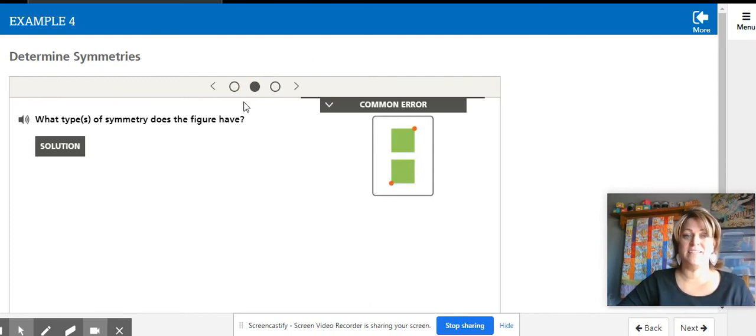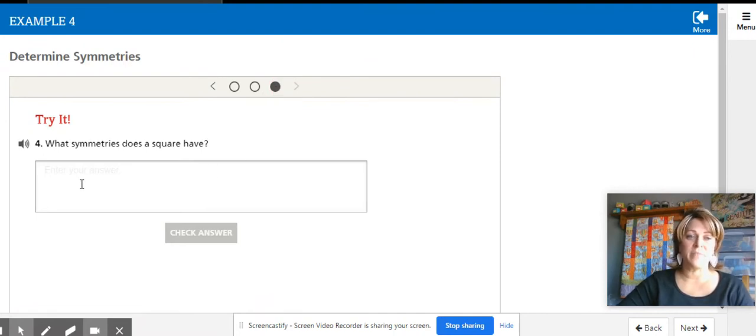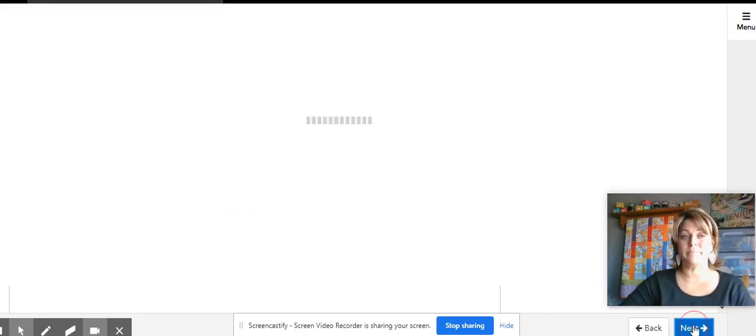Try this one. Types of symmetry, rotational and reflection. Is there a line of symmetry, multiple lines? Are there rotational symmetries, multiple different degrees? Try to figure that one out. And then what symmetries does a square have? So you might want to draw it. You might want to physically draw in some lines and physically rotate if you need to visualize a little bit better.